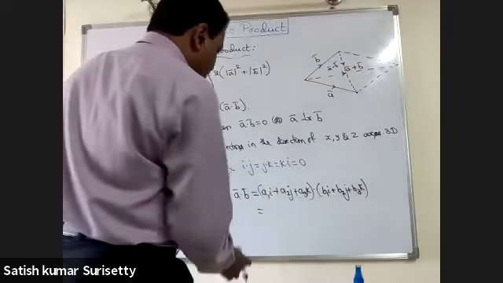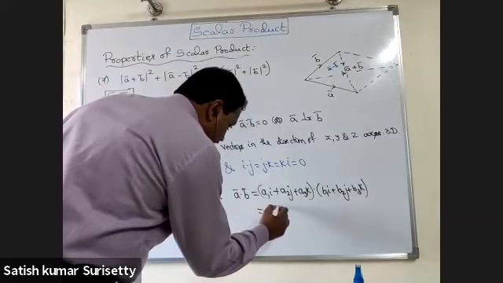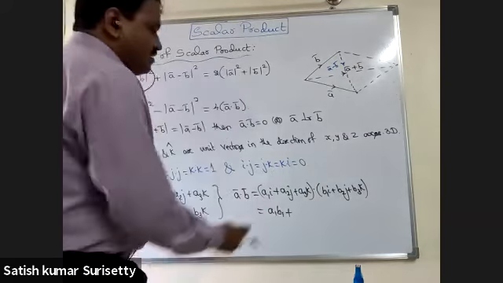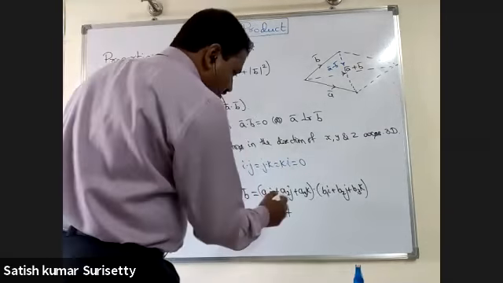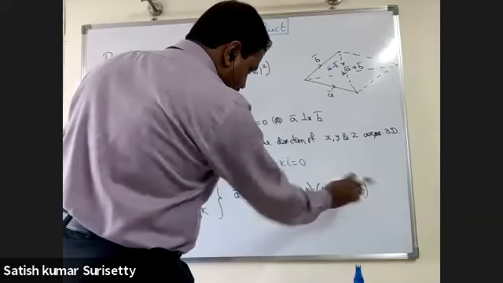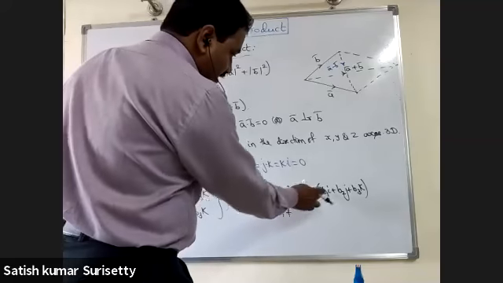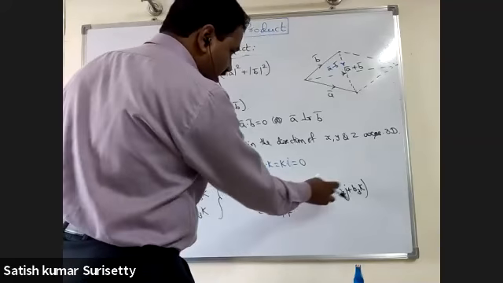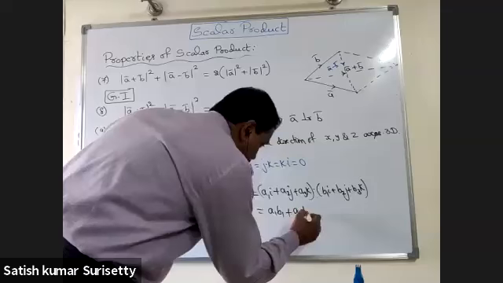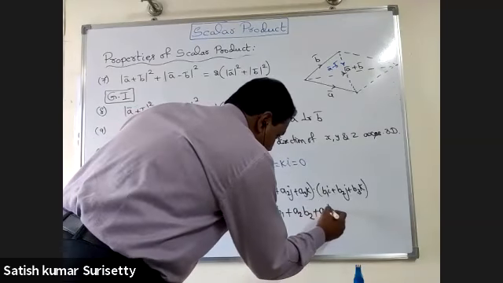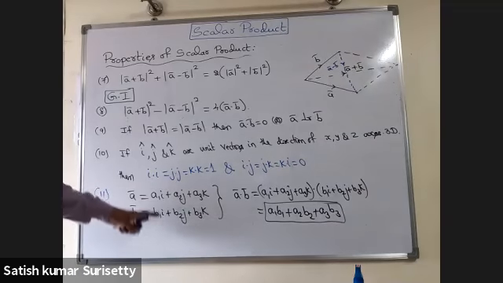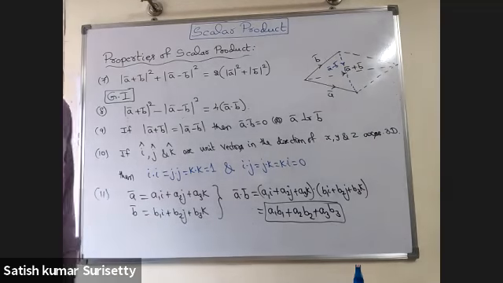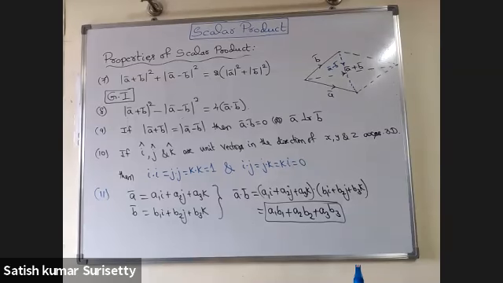a1 i dot b1 i, and i dot i is 1, so I get a1 b1. Then a1 i dot b2 j, i dot j will be 0, so that term will not be there. The next term also will not be there, a1 i with b3 k. Next, a2 j dot b1 i also will be 0. Next, a2 j dot b2 j is a2 b2. In the same manner, a3 b3. That is, just take the product of the corresponding i, j and k components and sum the products: a1 b1 plus a2 b2 plus a3 b3.